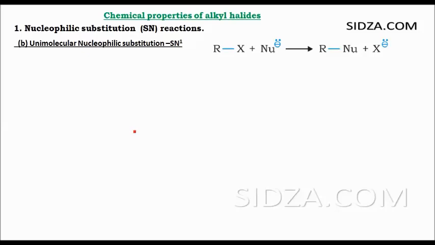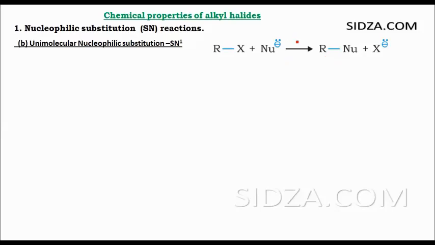Hi students, now let's discuss the SN1 mechanism. As we learned in the SN2, a nucleophile first attacks the carbon and then a transition state is formed. After that the halogen is lost and you get the product. However, the SN1 mechanism is a bit different.